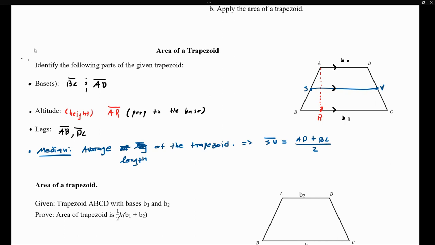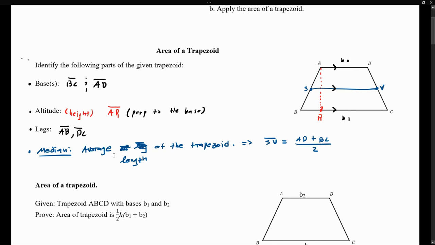A trapezoid is a quadrilateral where the upper base is parallel to the lower base. The bases are the top and the bottom, the legs are the left and the right, and the median is the average length. The way that we can define it is by adding one base with the other and taking the average of those two.